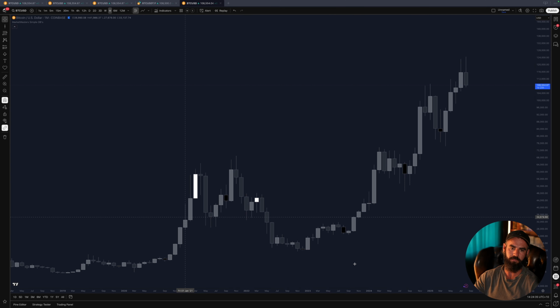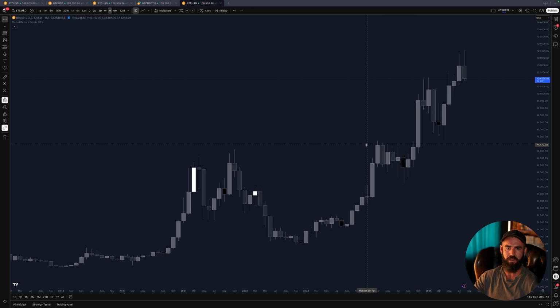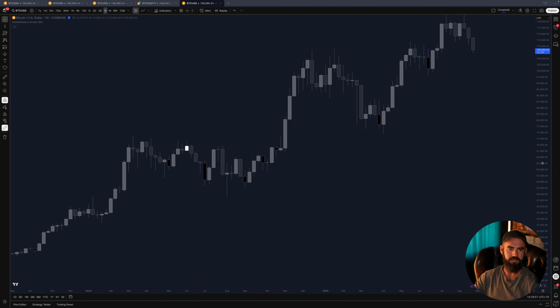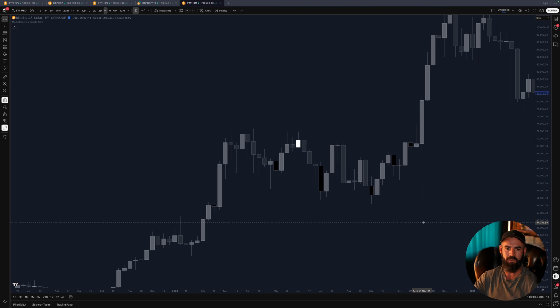So on Bitcoin, I'm just on the monthly here, and you can see how we have this price structure of this high, low, high, low, high. So we can obviously see that we're in this uptrend, and if we just drop back to 1 week now, we can go and have a little bit of a look for where there would have been some potential trade setups, even on the weekly, for instance.